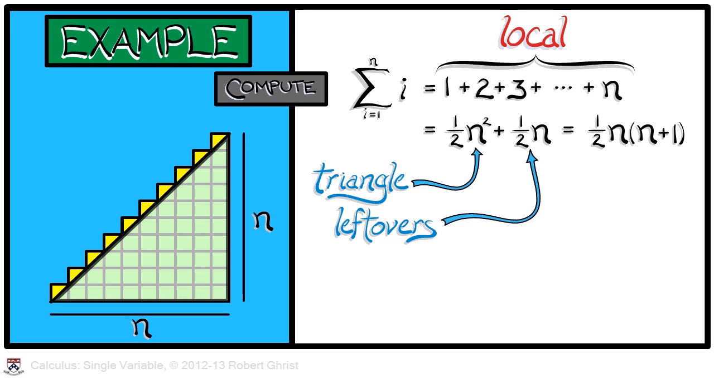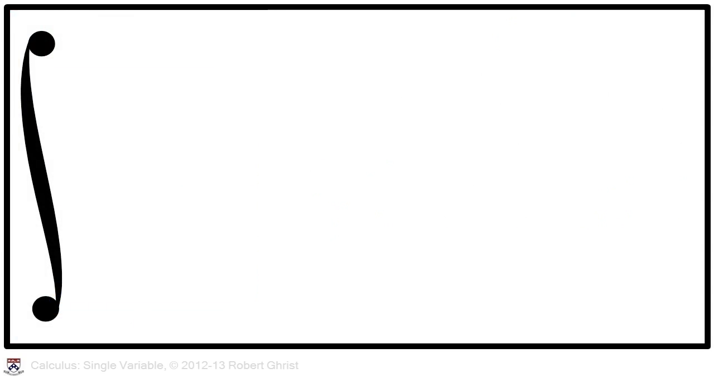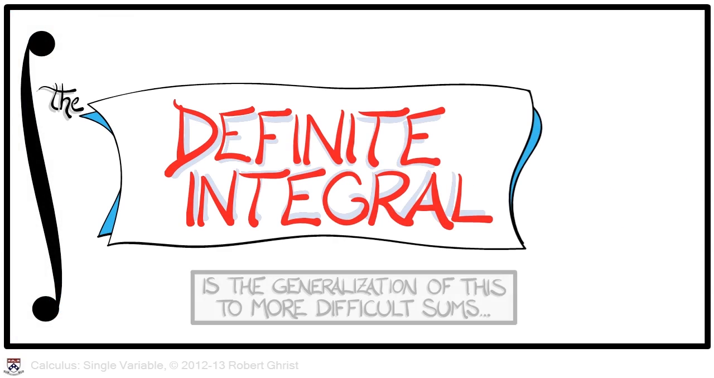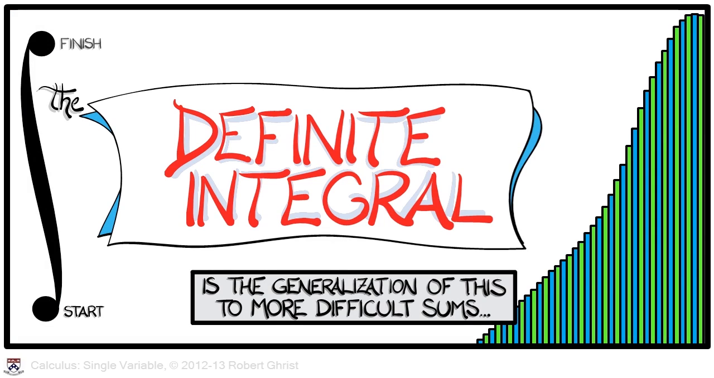Now, if we think about what it would take to add up 1 plus 2 plus 3 all the way up until n, these are local additions or local computations. On the other hand, this general formula as a function of n is something that is more global. And that's really the key intuition behind what we're about to build. That is, the definite integral. The definite integral is a generalization of this kind of reasoning to more difficult or nonlinear sums.